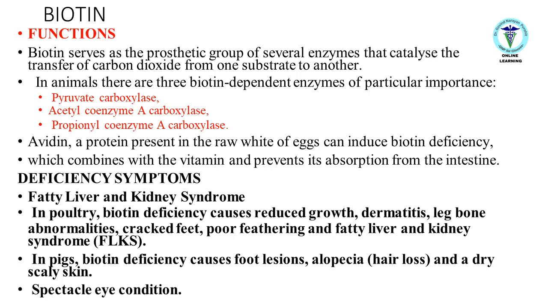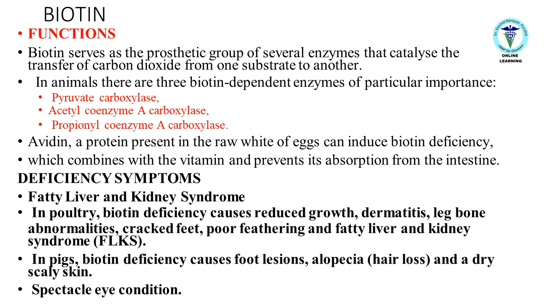Biotin. Functions. Biotin serves as the prosthetic group of several enzymes that catalyze the transfer of carbon dioxide from one substrate to another. In animals, there are three biotin-dependent enzymes of particular importance: pyruvate carboxylase, acetyl coenzyme A carboxylase, propionyl coenzyme A carboxylase. Avidin, a protein present in the raw white of eggs, can induce biotin deficiency, which combines with the vitamin and prevents its absorption from the intestine.